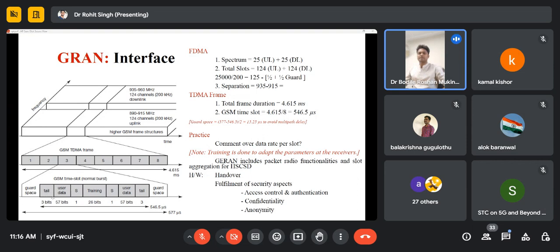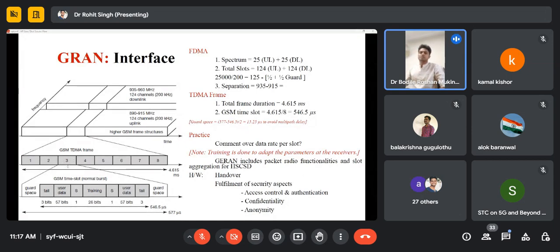Now coming to the next aspect: the spectrum we have already discussed, the separation, and the data rate. Within this frame we have 3 tail bits, 26 training bits, and S stands for status, indicating whether uplink or downlink transmission is being carried out. Out of the two possibilities, 1 or 0, one indicates uplink and the other indicates downlink. We have 57 bits plus 57 bits of original user data being transmitted within this duration. So in a time slot of 577 microseconds, we are transmitting 57 plus 57 equals 114 bits.